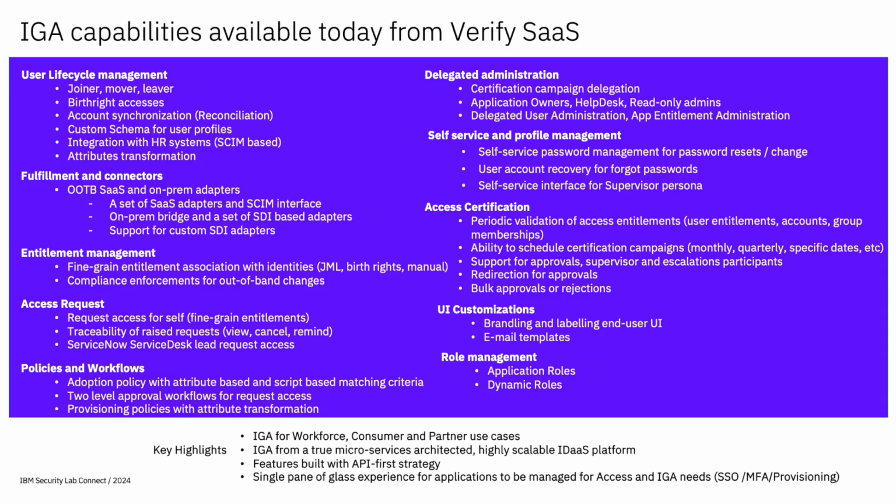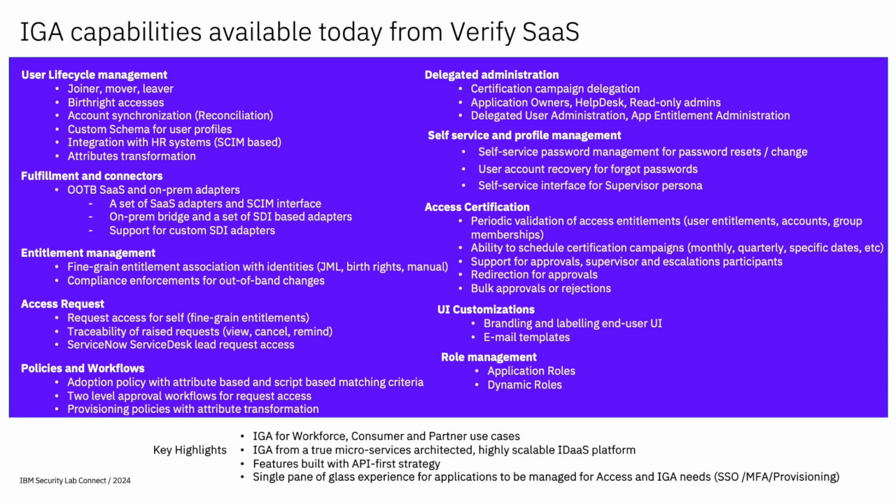This slide shows the key IGA capabilities available from Verify SaaS. The key differentiator is that using Verify, we get a single pane of glass experience for applications to be managed for access and identity governance and administration needs such as SSO, MFA, and provisioning capabilities, all integrated together. IGA for workforce, consumer, and partner use cases.